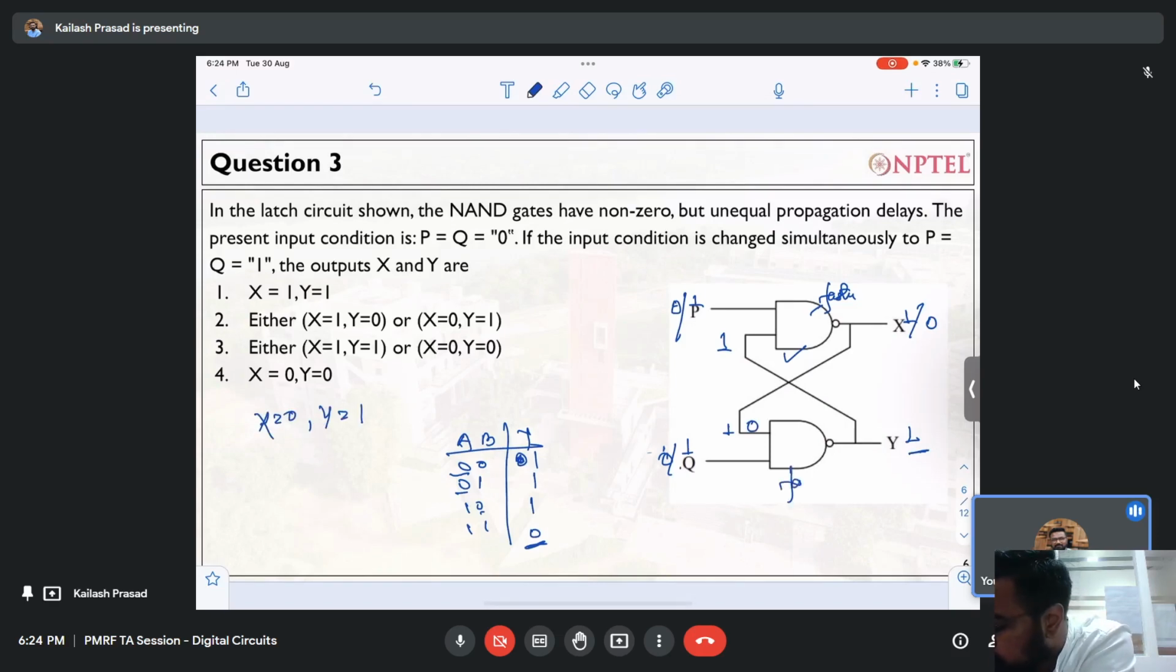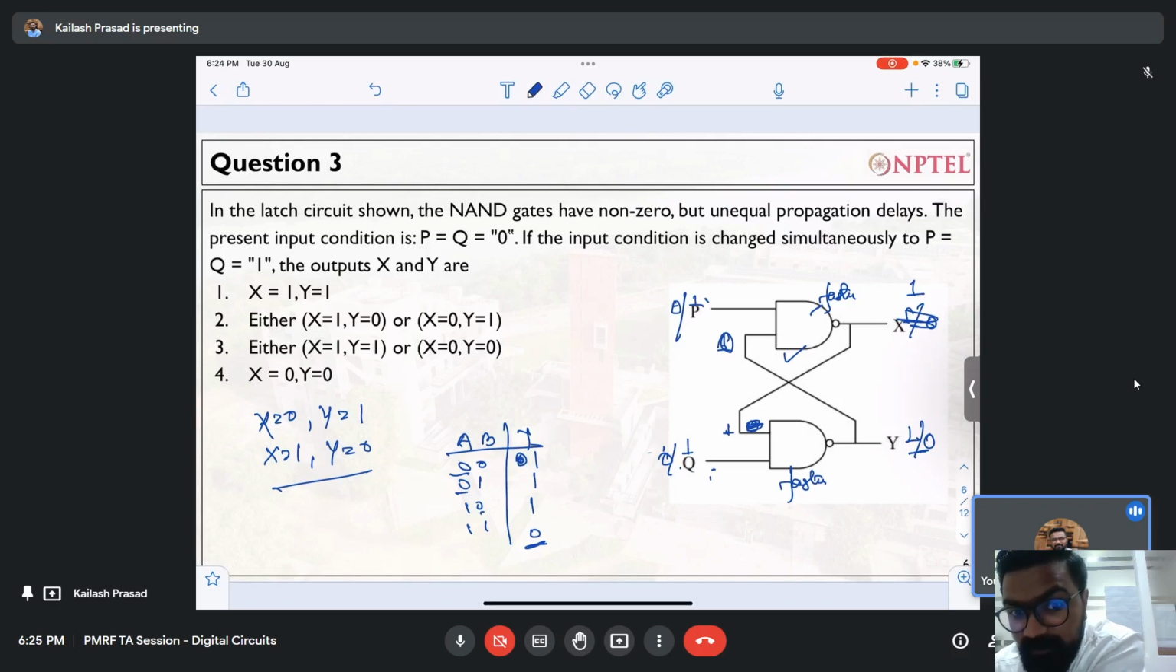Similarly, if this is the faster gate, and both the inputs go from 0 to 1, this is 1 1, so this will make the output go to 0. That 0 will come here, and this 0 and 1 will make the output remain at 1. So the output will be either x equal to 1 and y equal to 0, or x equal to 0 and y equal to 1, depending upon which gate is faster. That is the reason why the second option is correct. They have not said which gate is faster, so we have to assume both conditions, and because of that, this is the answer.